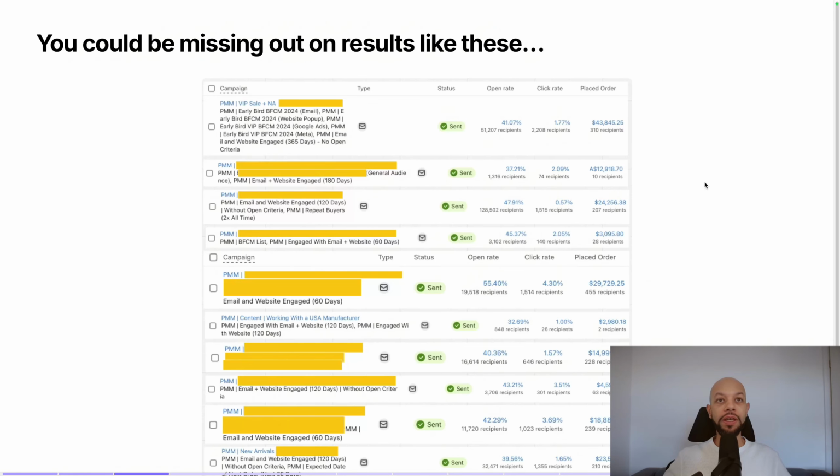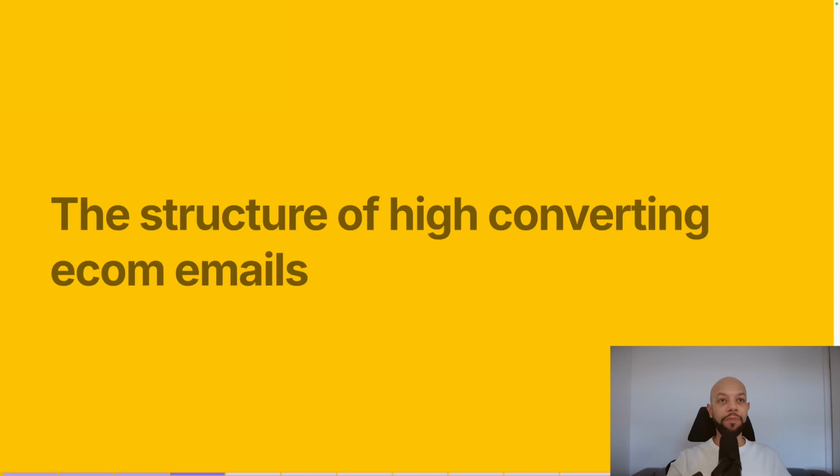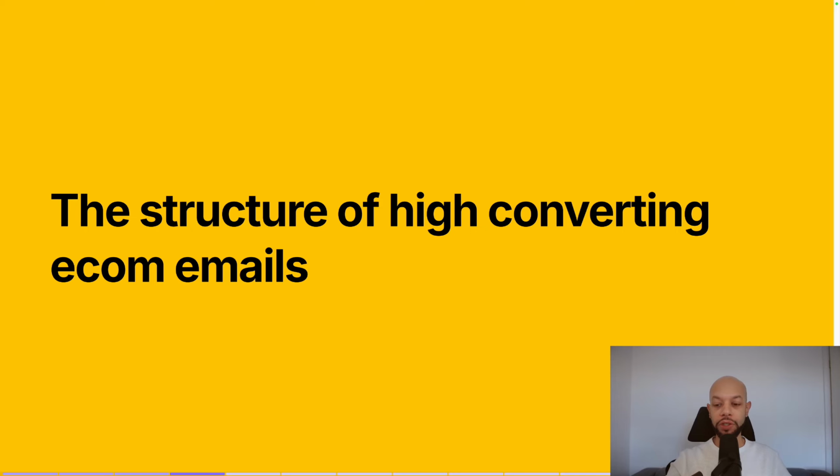So check out some of the campaigns we sent for our clients. In the first example, we generated 43,845. Second example, 12,000. Third example, 24,000. Fourth, 3,095 with a click rate of 2.05. In the fifth example, 29,729. Click rate was super good at 4.3%. The sixth example, 2,980, 14,999, 4,591, 18,882, and then 23,567.